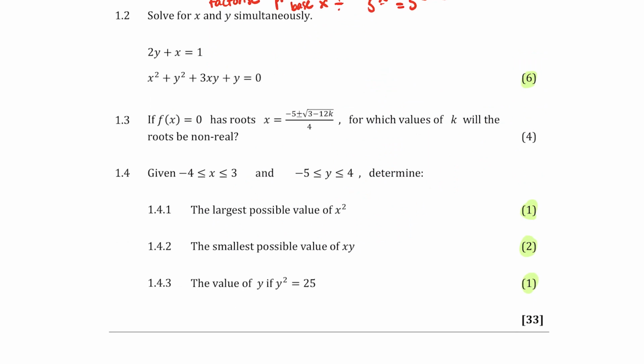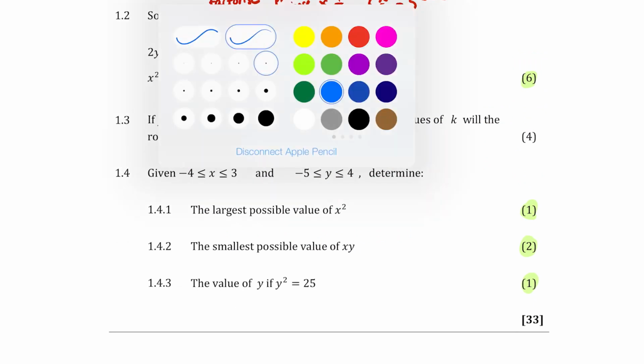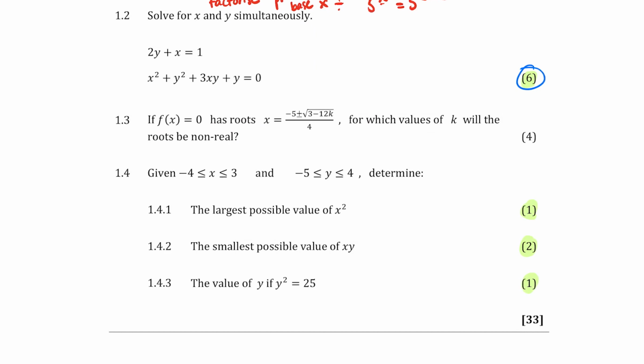Okay, let's look at 1.2. Let's look at the mark allocation for 1.2. You've got 6 marks. Now that obviously means that you're going to have a bit of time here. You need to be careful. Do you know what to do?